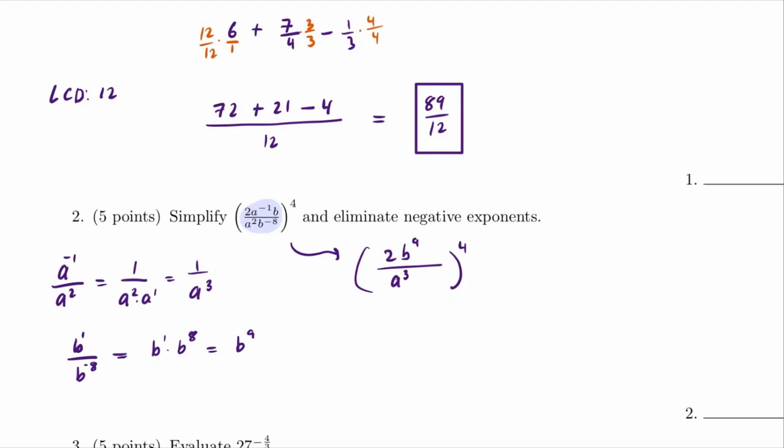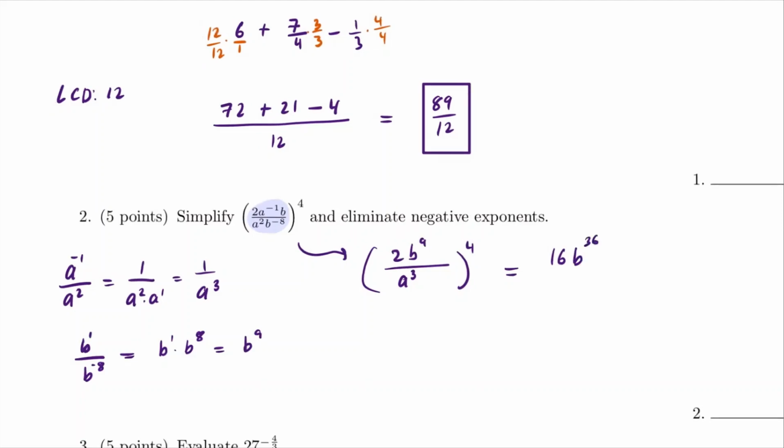Now I'm going to go ahead and combine them further. So I see that I have everything raised to a 4th power. So all I have to do is multiply them. So 2 to the 4th power, so that will be 2 times 2 times 2 times 2. We'll have 16. And then b to the 9th power to the 4th, so that you multiply the exponent, you'll get b to the 36th power.